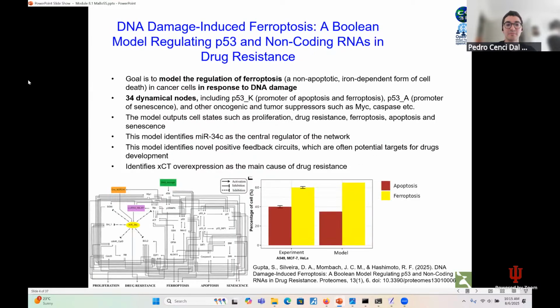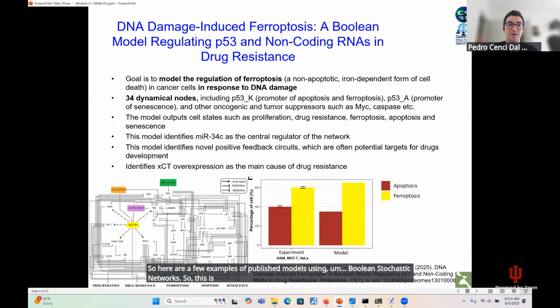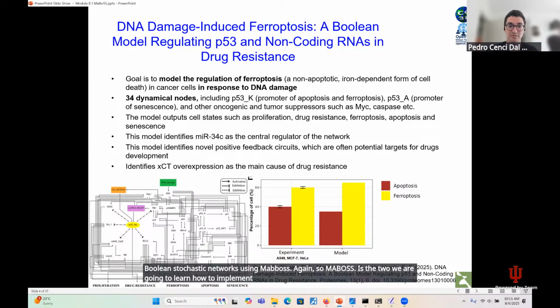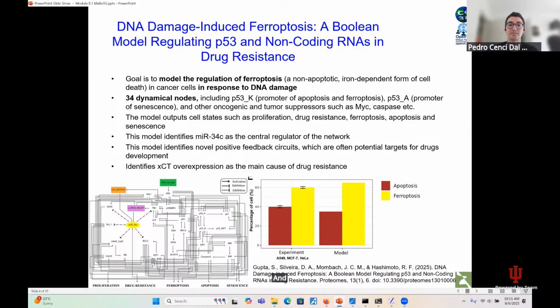So here are a few examples of published models using Boolean stochastic networks. So this is probably the most robust biological application of Boolean stochastic networks using MaBoSS. Again, MaBoSS is the tool we are going to learn how to implement in CompuCell3D today. And in this particular case, they study the cell response to DNA damage.